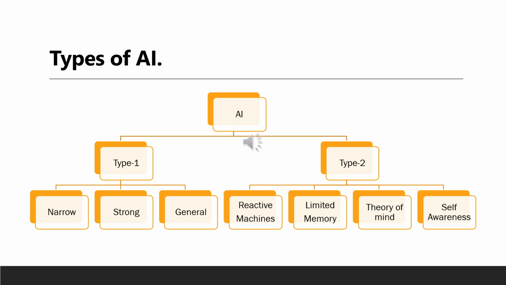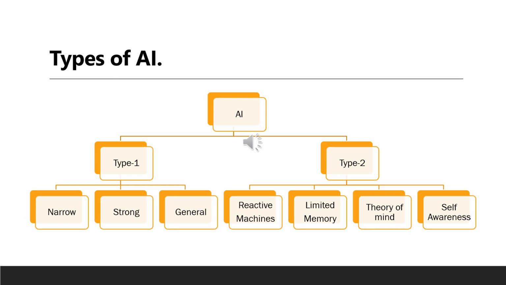Then we have the limited memory. Limited memory machines can store past experiences or some data for a short period of time, and this machine can use stored data for a limited time period only. Self-driving cars are one of the best examples of limited memory systems, because these cars can store the recent speed of nearby cars, the distance of other cars, the speed limit, and other information to navigate the road.